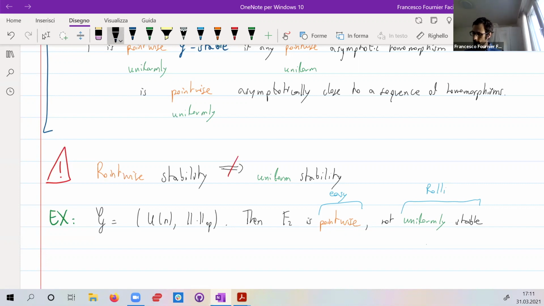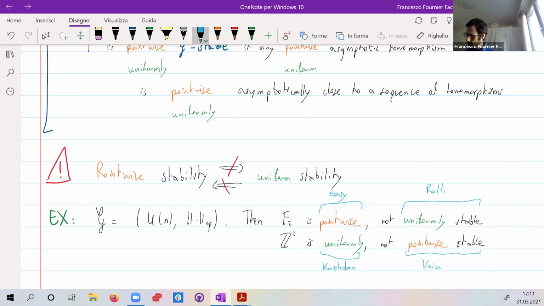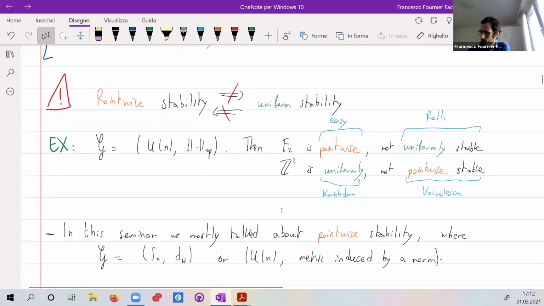On the other hand, uniform stability does not imply pointwise stability. Why? Well, Z2 is uniformly stable, but it is not pointwise stable. Uniform stability is due to Kashdan, who proved this for all amenable groups, but not pointwise stable. This is the Voiculescu counterexample that we've talked about in the past few weeks. So these are two distinct problems, and this is something that I want to stress because it's going to come back later. In this seminar, we have talked mostly about pointwise stability.